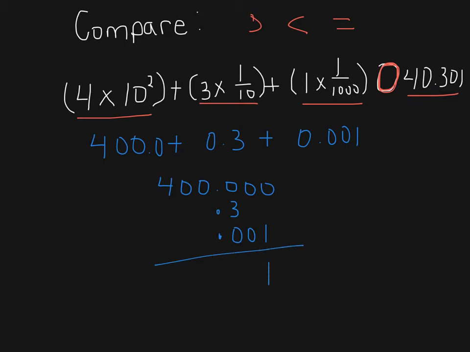And now I've got a 1 in the thousandths place, a 0 in the hundredths place, a 3 in the tenths place, a 0 in the ones, a 0 in the tens, and a 4 in the hundreds place. And now I'm going to compare this number to this number, which is 40 and 301 thousandths. Well, obviously 400 is much larger than 40. So the expression on the left is greater than the number on the right.